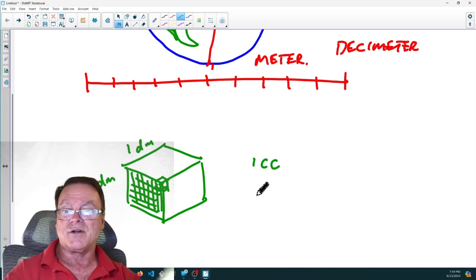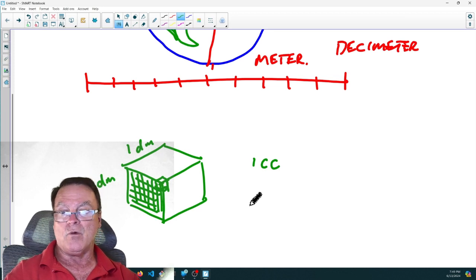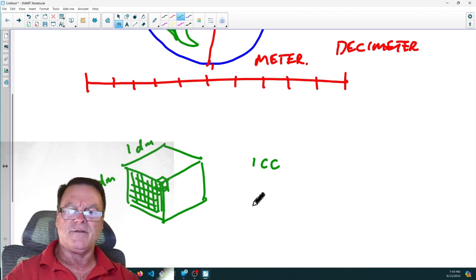And you've heard doctors talking about dosage before, and they will say, give the patient 3 cc's. That's what they're talking about, cubic centimeters, cc's. It's 1/1000th of this.